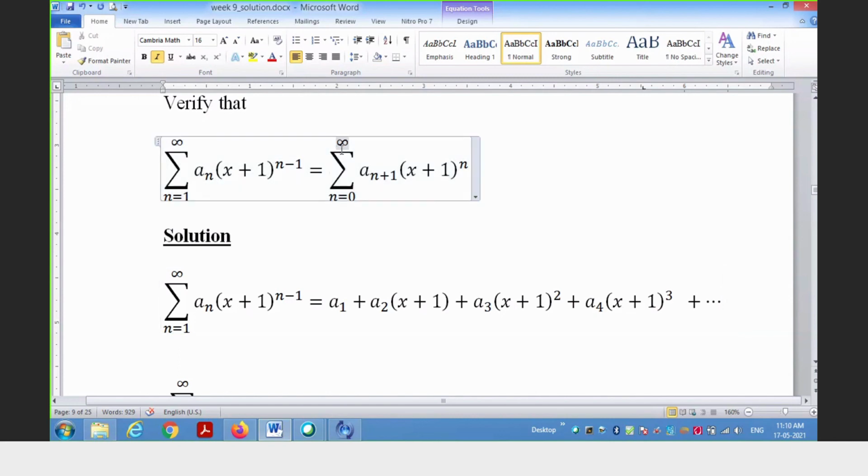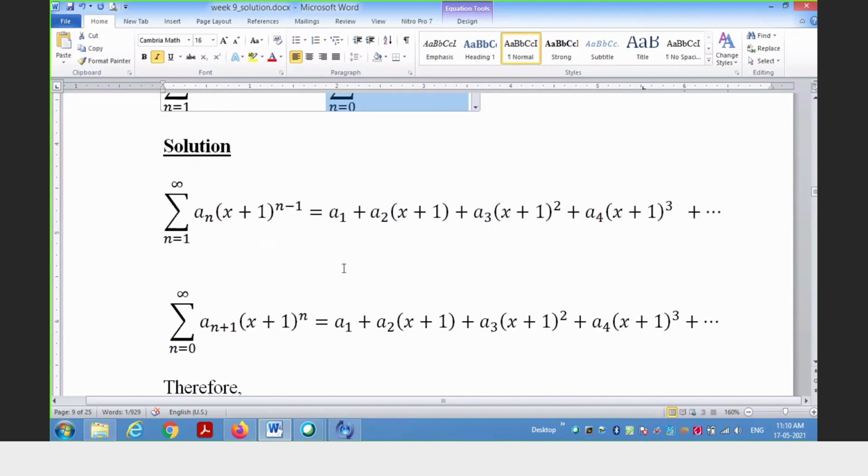Now expand the summation on the right hand side. The same thing here. When you replace n with 0 here, you have a(0 plus 1), so you have a1, and (x plus 1) power of 0, which is 1. 1 times a1 equals a1. When n equals 1, you have a(1 plus 1), so a2, and (x plus 1) power of 1, so (x plus 1) times a2. You got the second term. The third term is equal.